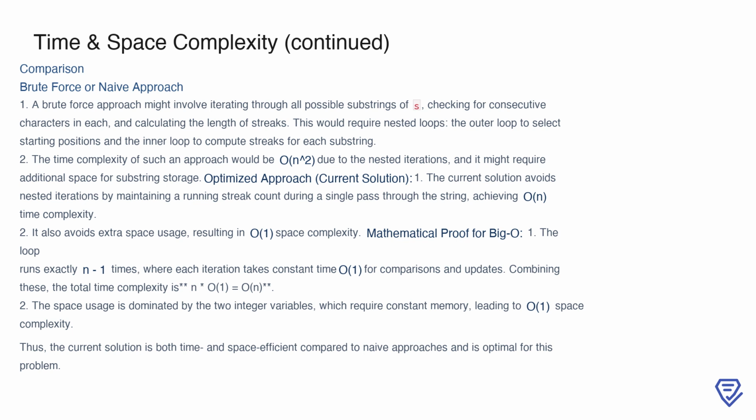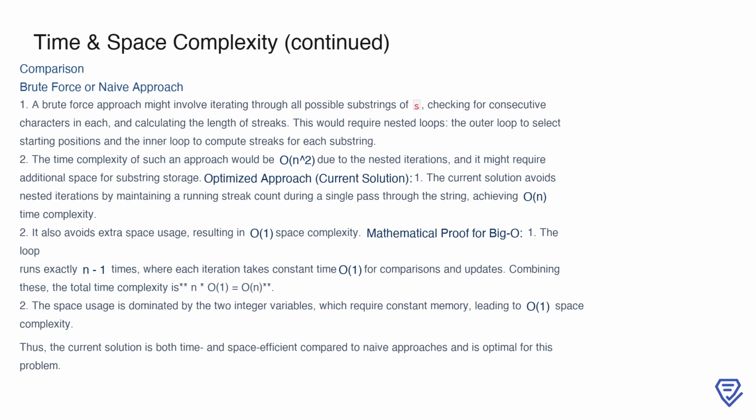Additionally, it might require extra space to store substrings. In contrast, the current solution avoids nested iterations by maintaining a running streak count during a single pass through the string, resulting in O(n) time complexity. It also eliminates the need for extra space, achieving O(1) space complexity.